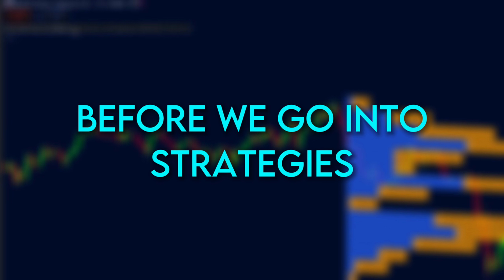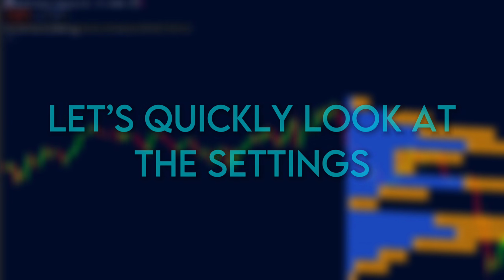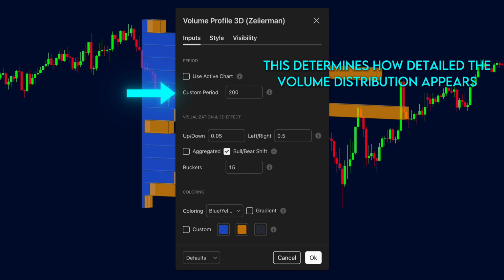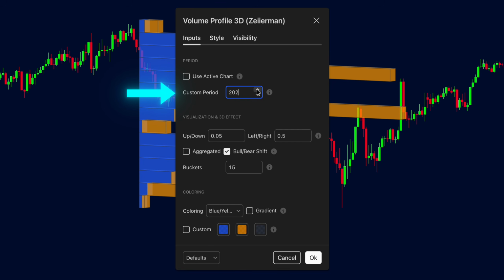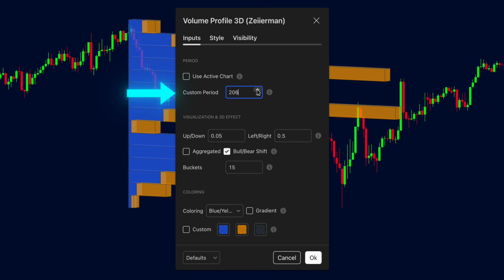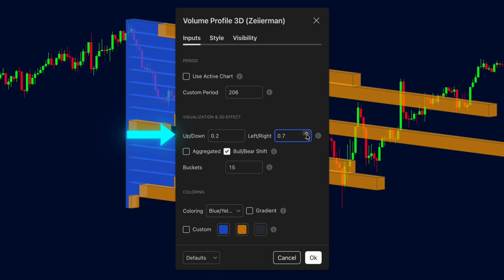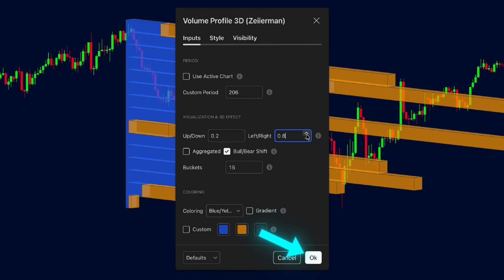Before we go into strategies, let's quickly look at the settings. Open the settings panel. You'll typically see controls for profile resolution. This determines how detailed the volume distribution appears. Higher resolution gives you more precise levels, but can make the chart look busy. Lower resolution simplifies the structure and highlights only the major zones. You'll also see options related to the depth or visual intensity of the profile. This controls how far the volume extends visually from the chart. It doesn't change the data, only how it looks. Once everything looks clean, click OK.